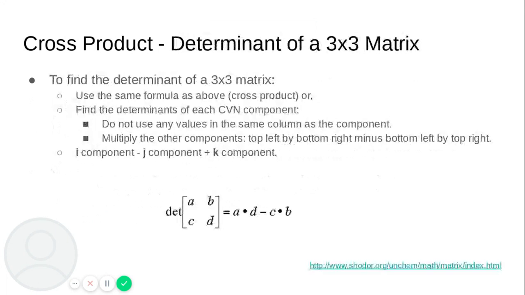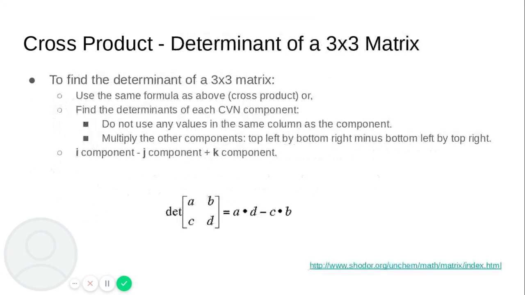So if you see below for the 2x2 determinant, that's how you'd find a 2x2 determinant, and basically just find a bunch of 2x2 determinants for the 3x3 matrix. So I'll show you what that looks like.